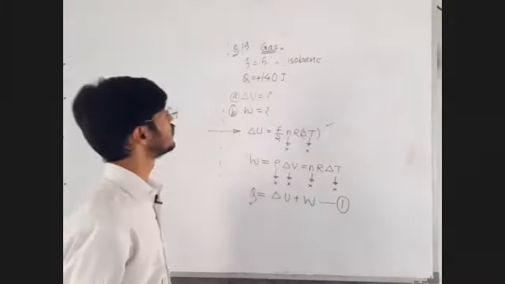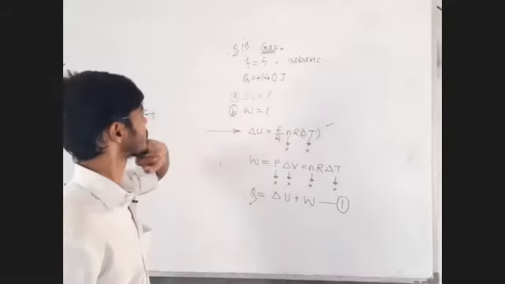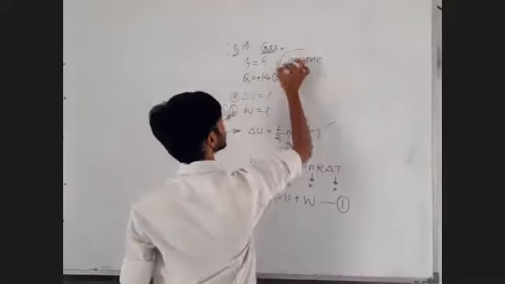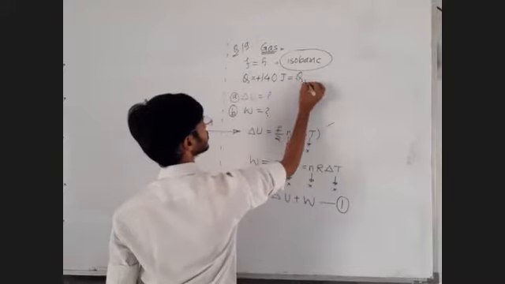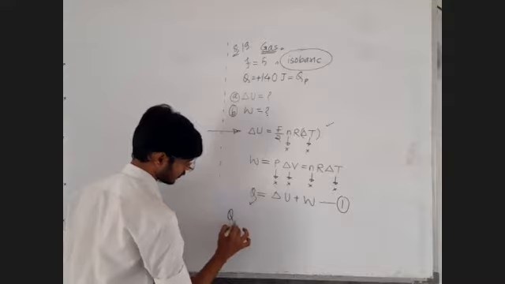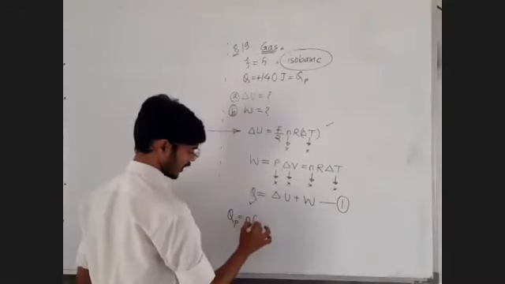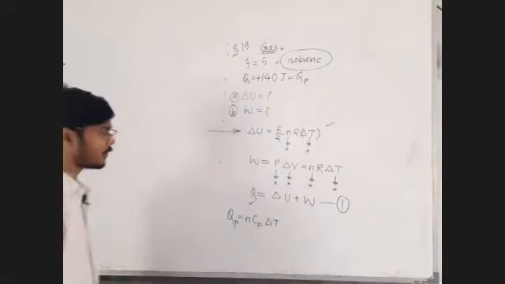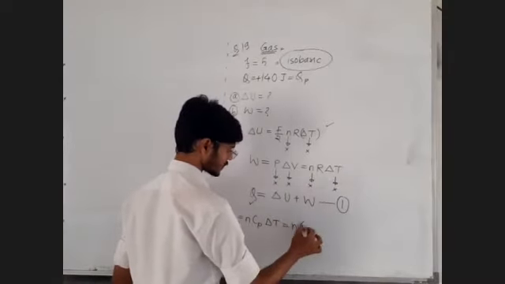And for that, we will be using this. The value of Q is given to us. Now, the process is isobaric, so I will be replacing Q by Qp. Okay, now try to understand. Qp, the heat supplied at constant pressure, will be equal to nCp delta T.